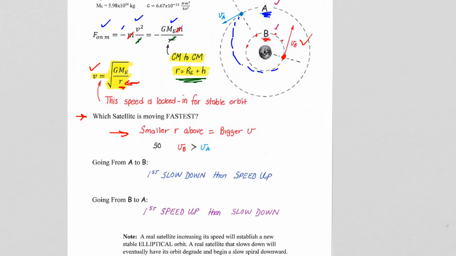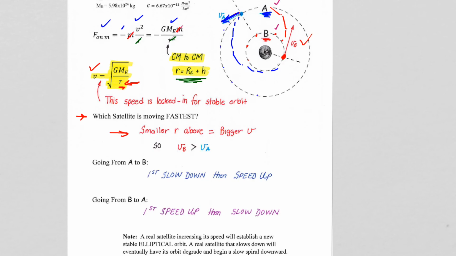Now, in going from B to A, of course, it's the exact opposite. We're going to need to speed up to get the satellite up to the higher orbit. And once it gets up to this higher orbit, to keep it in stable circular motion at that point, we're going to have to reverse thrusters to slow it down and keep it in our stable circular motion orbit.